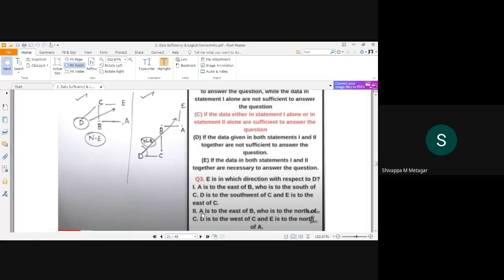Second, they have given A is to the east of B. Here A is to the east of B, who is to the north of C. D is to the west of C. And E is to the north of A, they have given. Then based on this one, from D to E, we have to find out. Here the right answer is, if the data either in statement 1 alone or in statement 2 alone are sufficient to answer the given question. Based on the first statement we have to answer, and based on the second statement also we have to answer the given question.